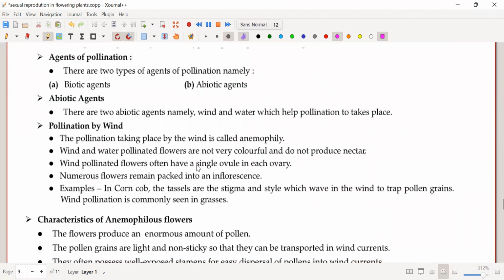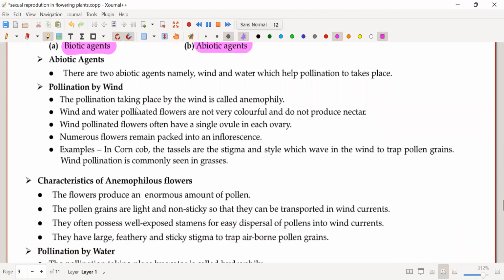What are the agents of pollination? There are two types of agents of pollination, namely biotic agents and abiotic agents. What are abiotic agents? There are two abiotic agents, namely wind and water, which help pollination to take place. Pollination taking place by wind is also known as anemophily.